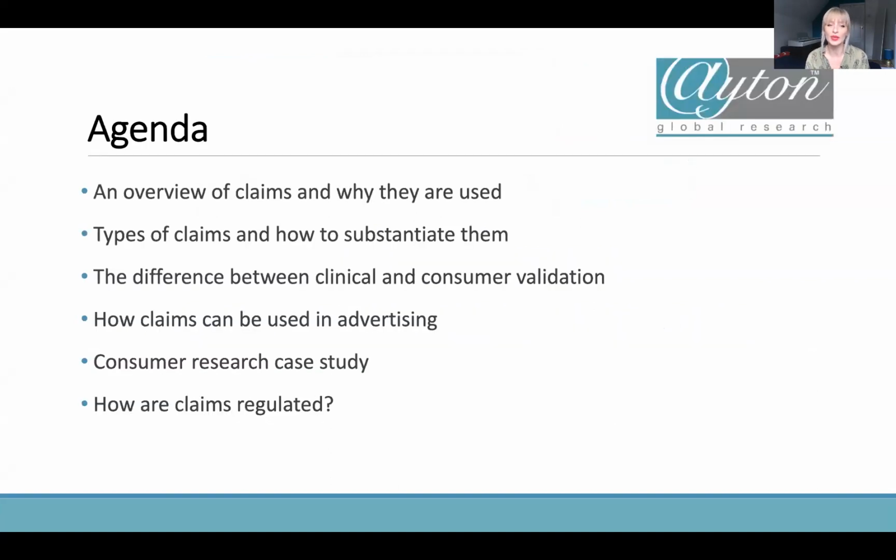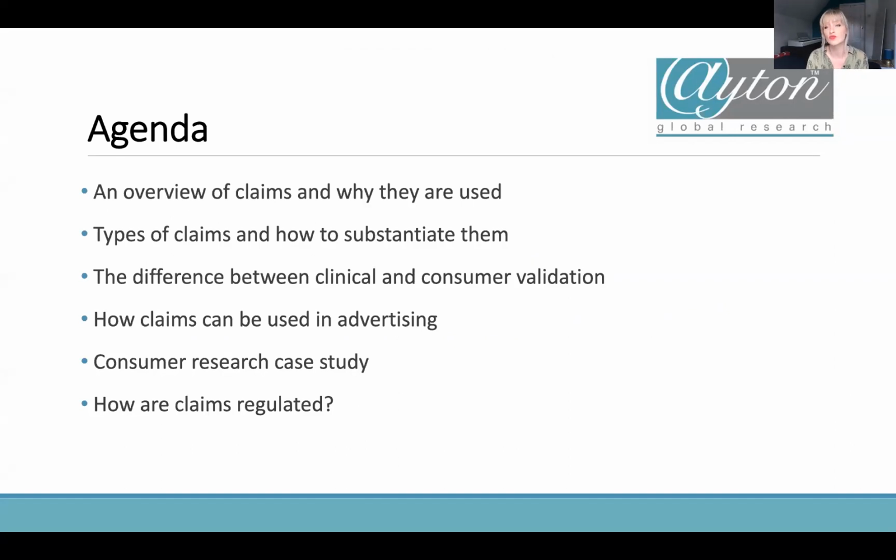So the agenda: we're going to look at an overview of claims in general, so why and how they're used, what types of claims you can make and how you'll substantiate them, and obviously the difference between clinical and consumer validation. We'll talk about how claims can be used in advertising, so once you've chosen the right kind of testing for substantiation, where can you then use those claims.